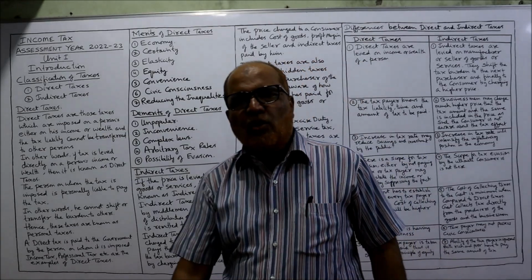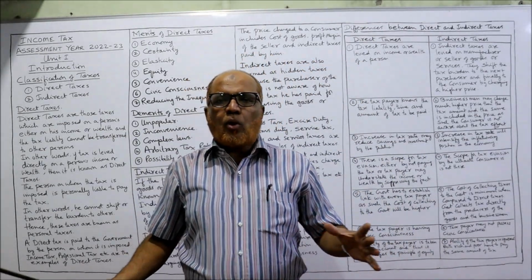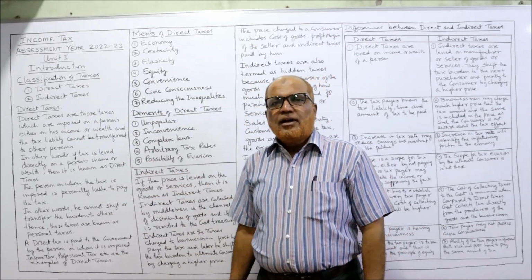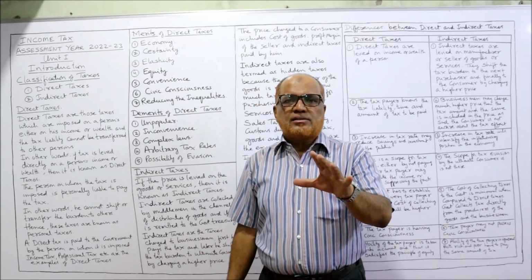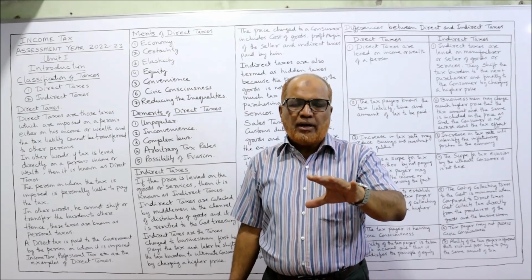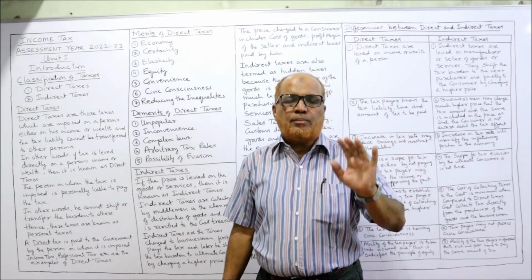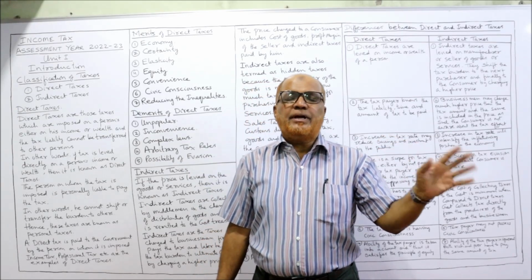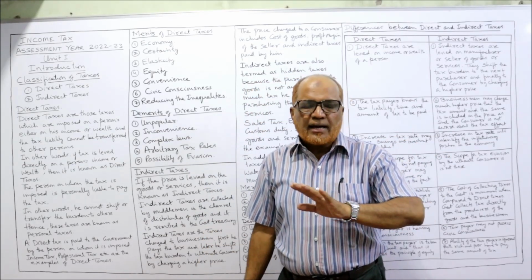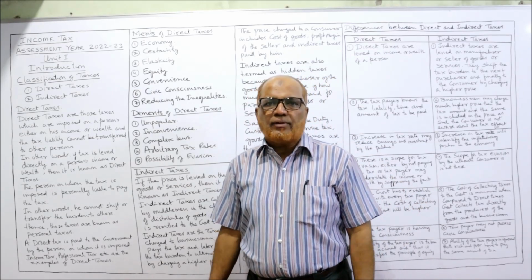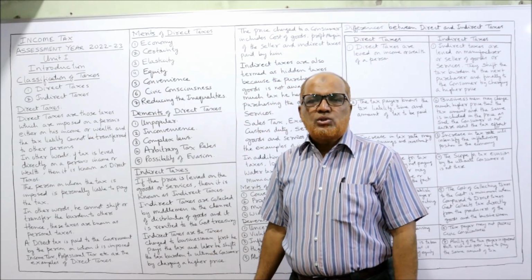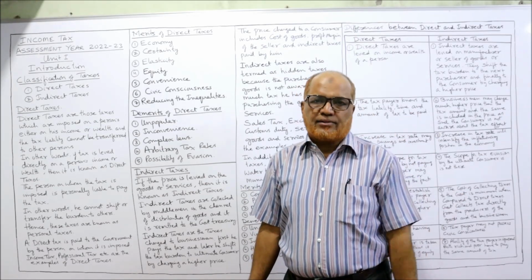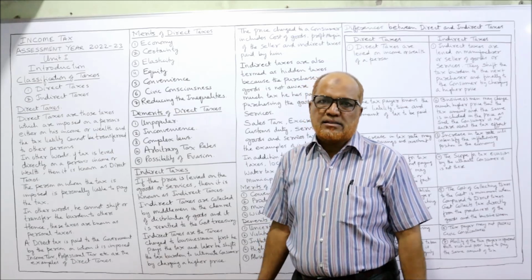Now, classification of taxes. Taxes can be broadly classified into two categories, direct taxes and indirect taxes. Direct taxes are those taxes which, when the government imposes them on a particular person, he or she alone must pay the tax. The burden of the tax cannot be shifted from one person to another. Whenever the government imposes a tax, the person must pay the tax. That is called direct tax.